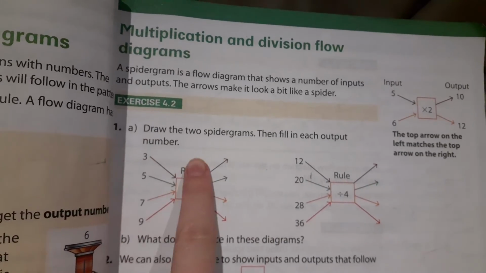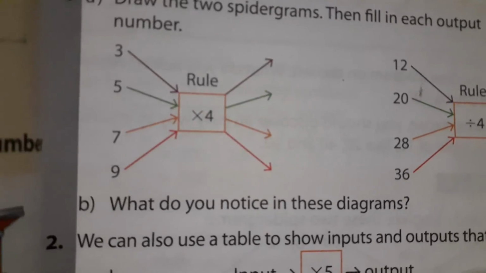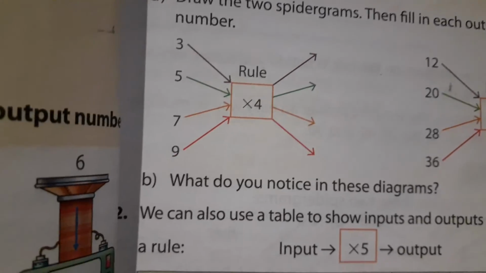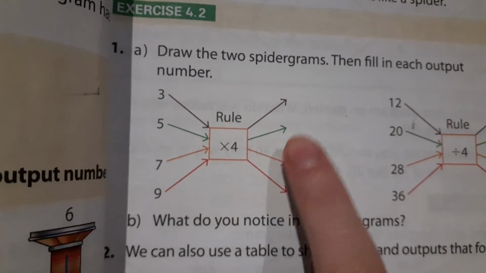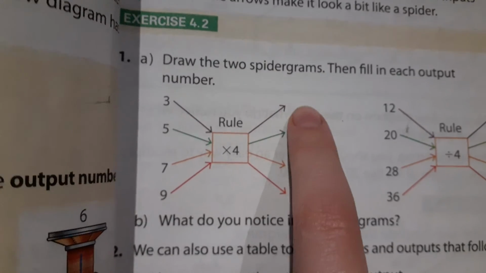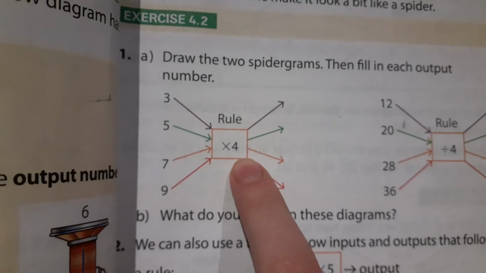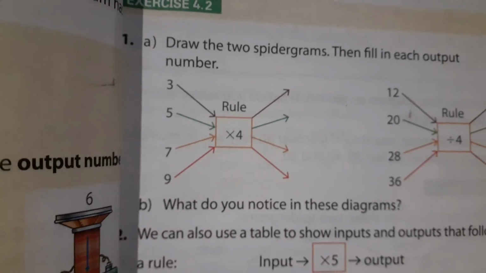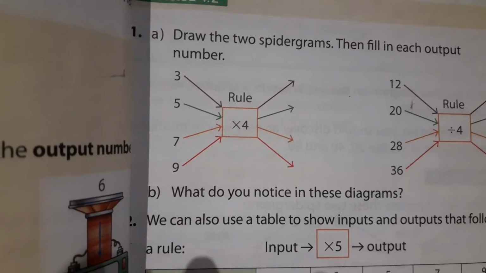So input, rule, output. So here, let's go in closer. We have 3, 5, 7, and 9. Now we want to get them to the end. So they have to go through the box to get to the next one, just like we did now. So you're going to do the 3 times 4 sum at the bottom in your workbook before you get the answer, so I can see how you got there, okay? Try your best for me, and if you need any help, let me know.